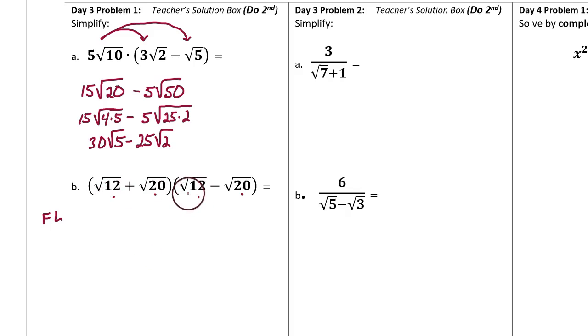So square root of 12 times square root of 12 makes 12. And square root of 20 times square root of 20 makes 20. And 12 take away 20 makes negative 8.